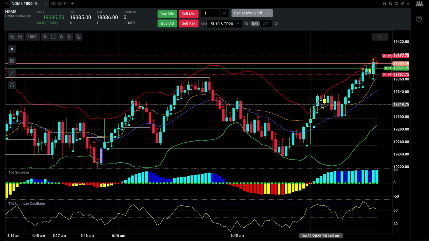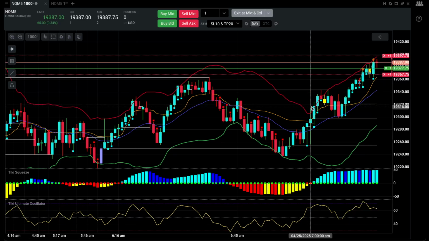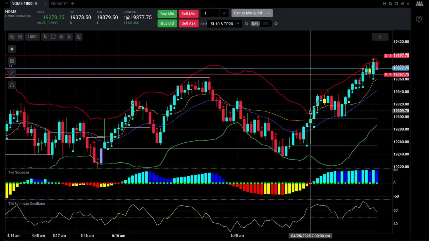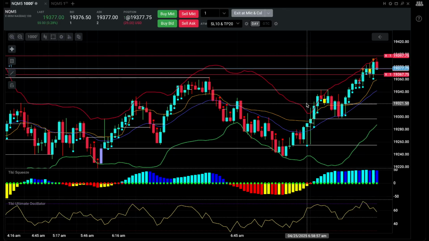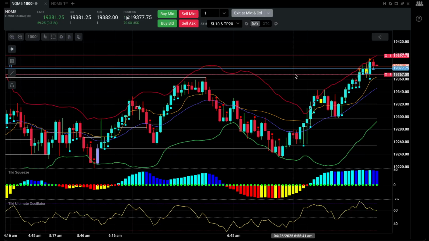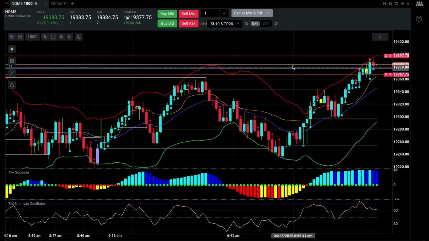And if it doesn't, then so be it. We didn't lose anything. If it only comes down that far and continues up, oh well. Oh, order filled. There we go. We're long now. Hopefully it doesn't come down another 10 points. It's already come down 10 points. Will it come down 20 points from that high there?